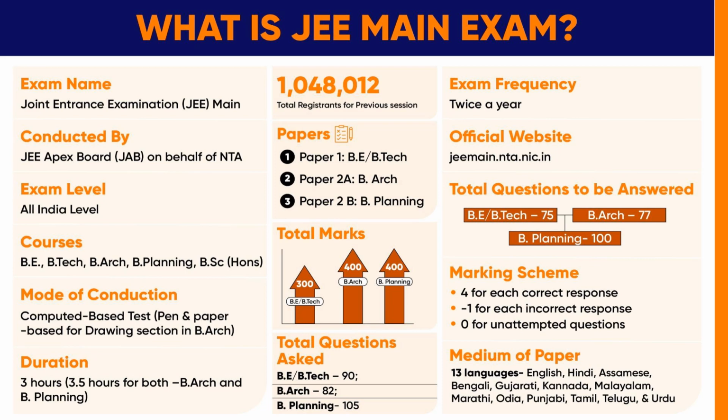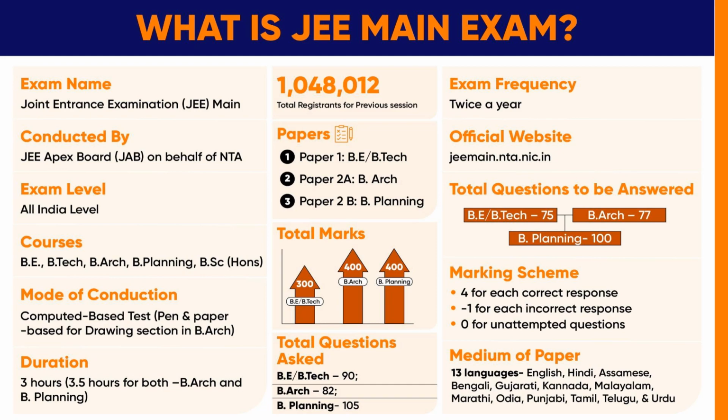The exam frequency is twice a year and the official website is jeemain.nta.nic.in. The total questions to be answered in BE or BTech is 75, for B Architecture is 77 and for B Planning is 100. The marking scheme of the JEE Main exam is +4 for each correct response, -1 for each incorrect response, 0 for unattempted questions. The medium of the paper is 13 languages.